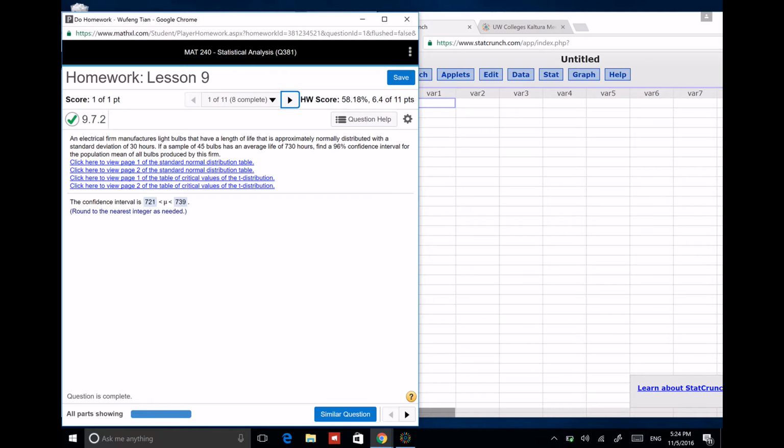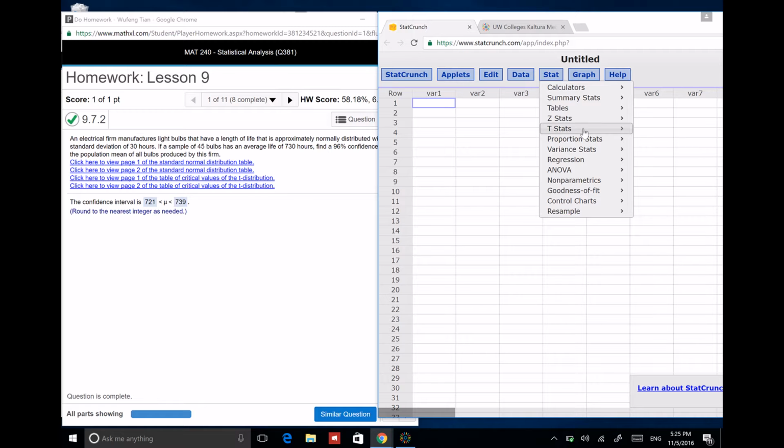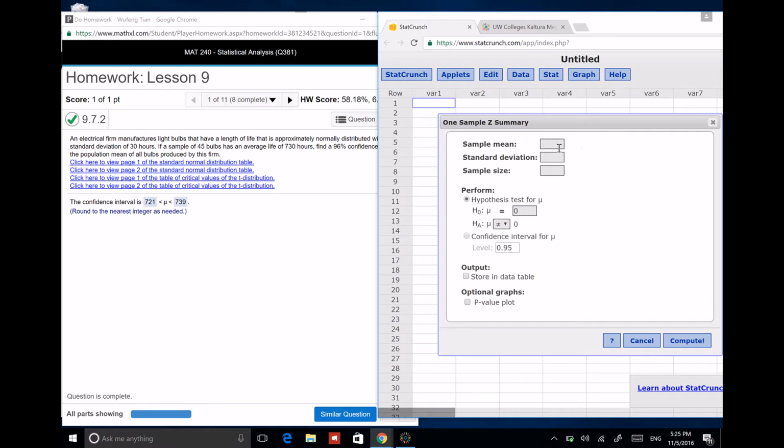Okay, so the first question asks you to find the confidence interval for the population mean of all bulbs produced by this firm. Since this is a normal distribution and the population standard deviation is given, you choose normal distribution, z-score, and one sample with summary, because there's no data here.